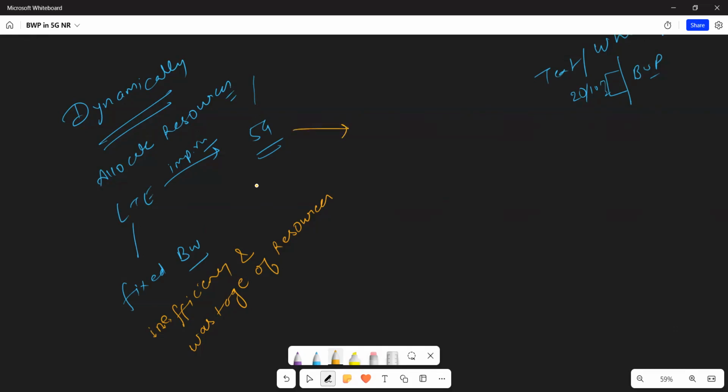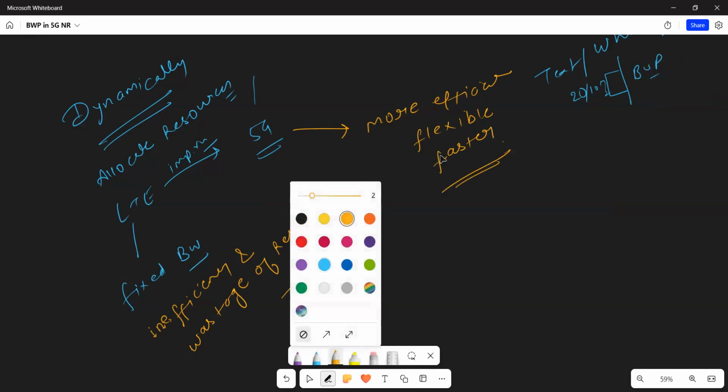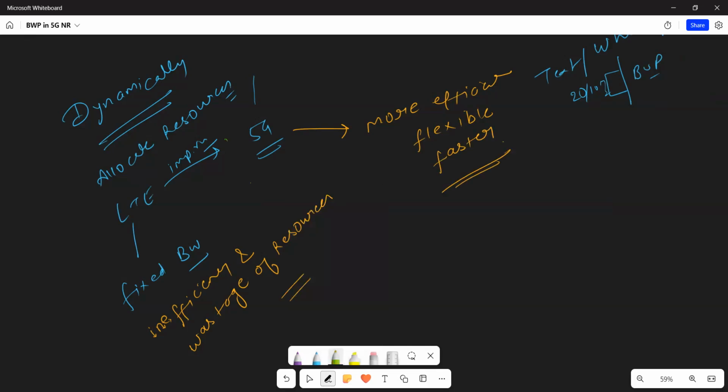So if we talk about 5G, this is more efficient, flexible, and faster, right? So these two things, if anyone asks in an interview, you can tell them how these things are different basically in LTE and 5G as per the BWP.